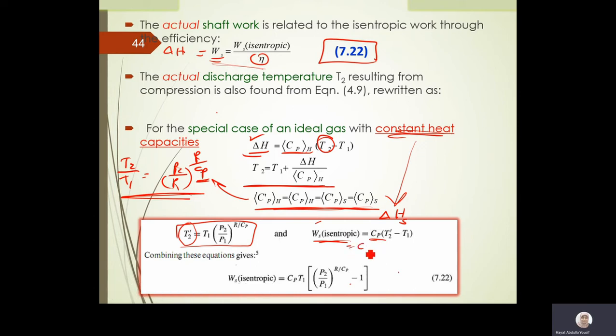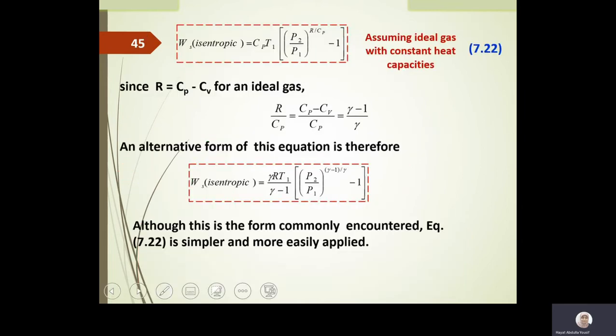Then in this case, I would have Cp T2 dash over T1 minus 1, because I took T1 as a common factor. And I can replace this ratio, T2 dash over T1, with the pressure ratio. That's why you will get equation 7.22. This is just playing with the equation to show you how to get the isentropic work if you have been given the pressure ratios instead of temperature ratios. Also, you can play with it furthermore by, for example, replacing Cp as a function of gamma.